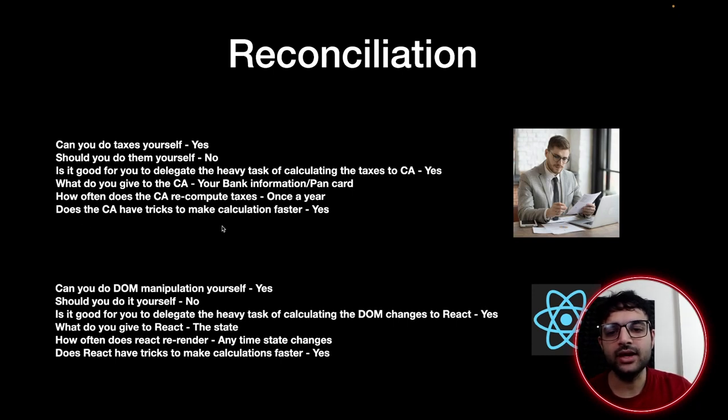Does the CA have tricks to make this calculation faster? Yes, the CA is very smart, has been doing this for years. This is their job. They did education in this. So they know what is the fastest way to calculate all the taxes and give them to you.